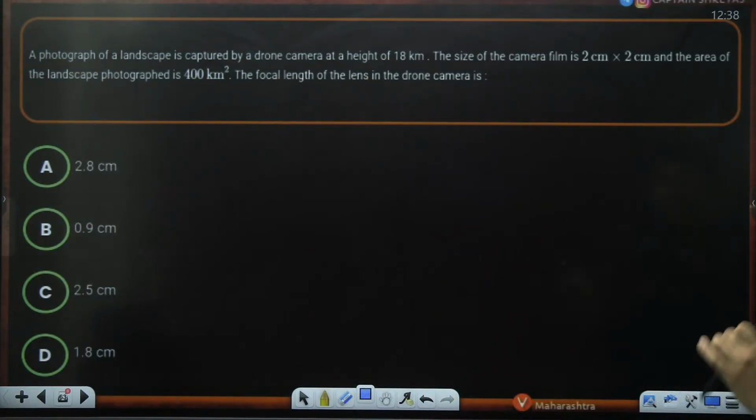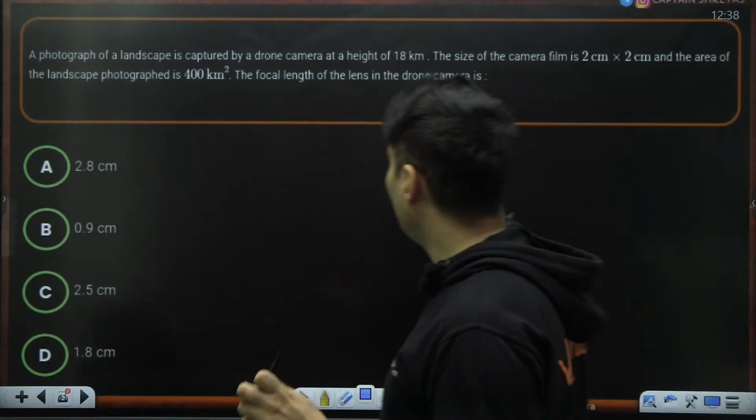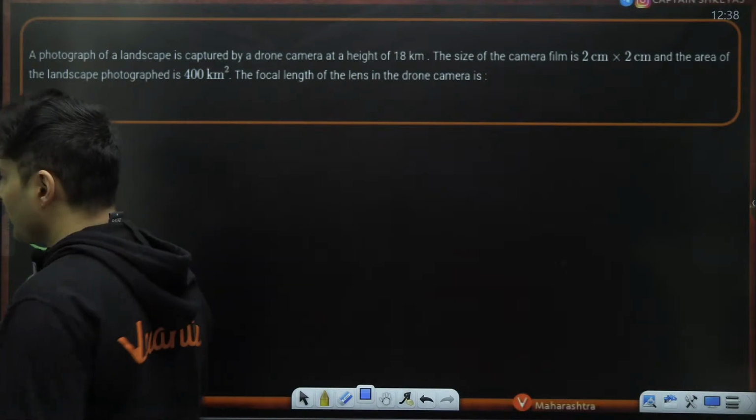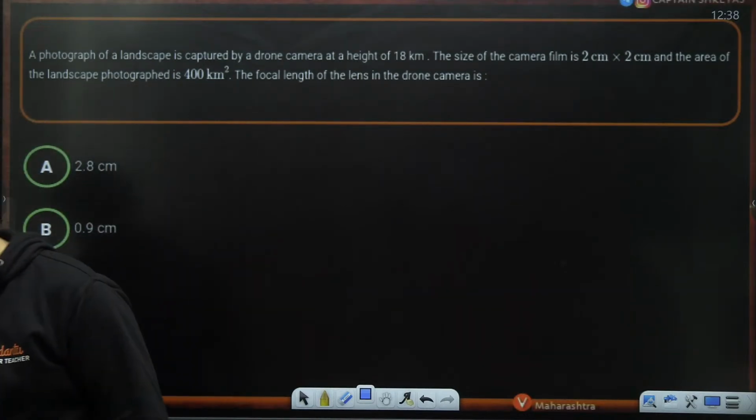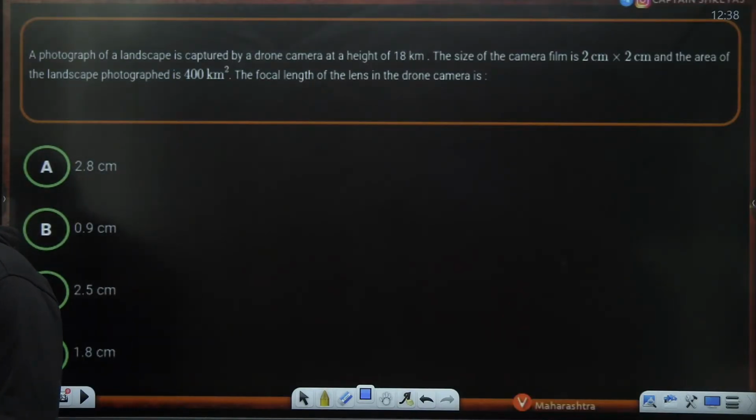The size of the film is this much. The area of the landscape is 400 kilometers square. The focal length of the lens of the drone camera is? This was one of the best questions which was asked on the lens formula.